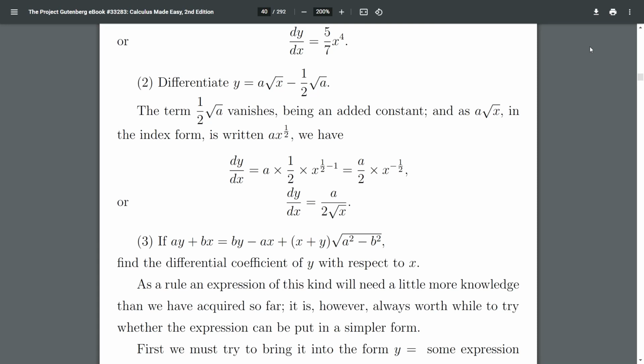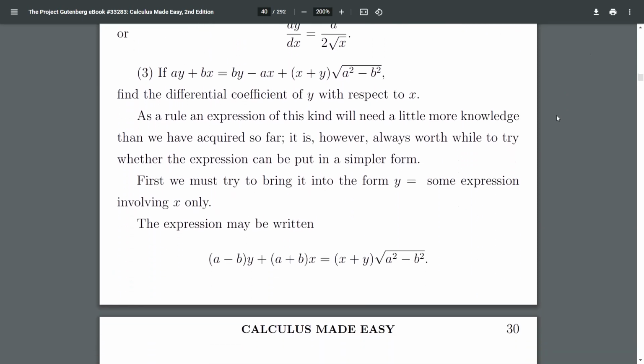3. If ay plus bx is equal to by minus ax plus x plus y square root of a squared minus b squared, find the differential coefficient of y with respect to x. As a rule, an expression of this kind will need a little more knowledge than we have acquired so far. It is, however, always worthwhile to try whether the expression can be put in a simpler form. First, we must try to bring it into the form y is equal to some expression involving x only.